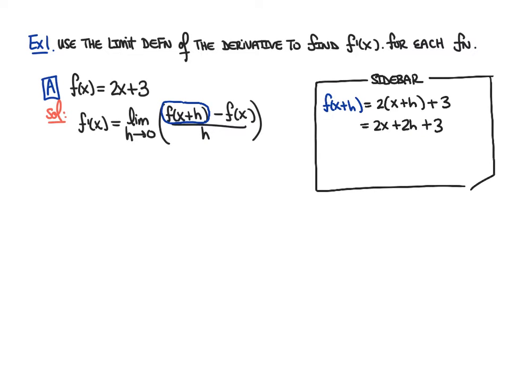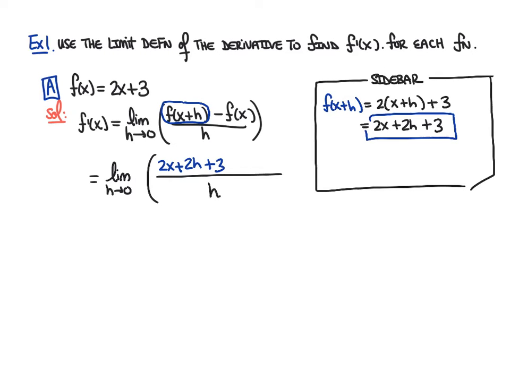Okay, and that looks like the only thing that I actually need to find in my sidebar. So when I come back to my limit, I'm going to bring that blue piece, what I just got on the side here, and replace the f of x plus h. So that's 2x plus 2h plus 3. And this is a simple example, but as they get more complicated, if you follow this procedure, you'll benefit a lot. We're going to subtract the red part here, the f of x.